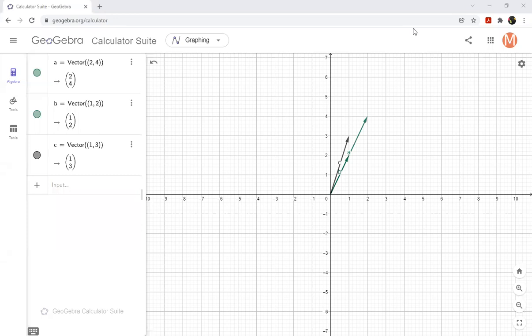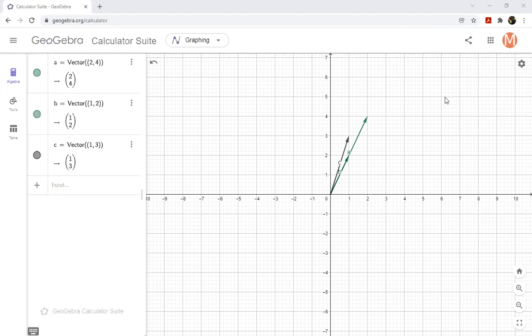Two vectors on the left hand side were 2, 4 and 1, 2, and on the right hand side the vector was 1, 3, which we have plotted in the diagram. Now we observe that the vector A, which is 2, 4, is just a scaled up version of the vector B, which is 1, 2.